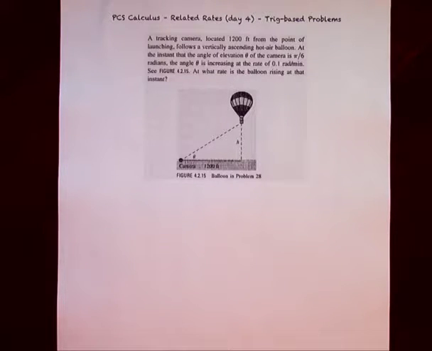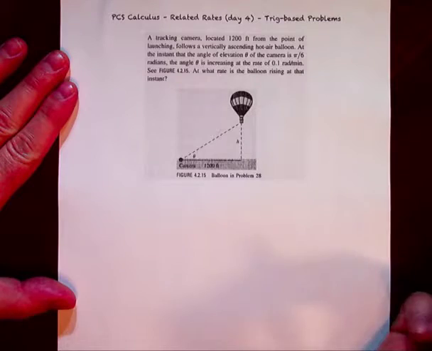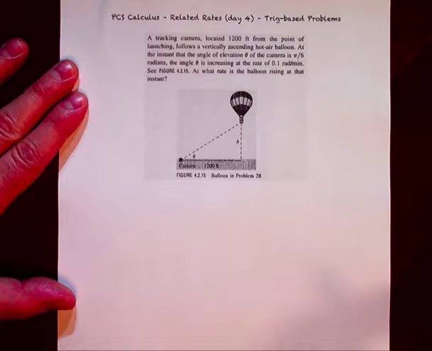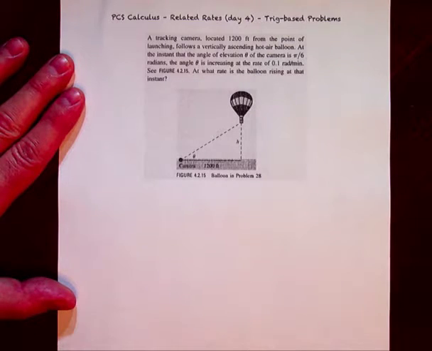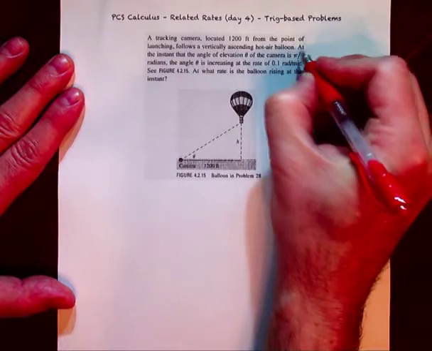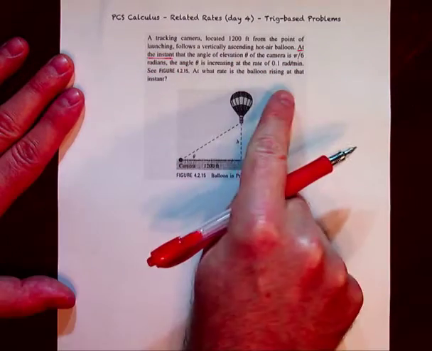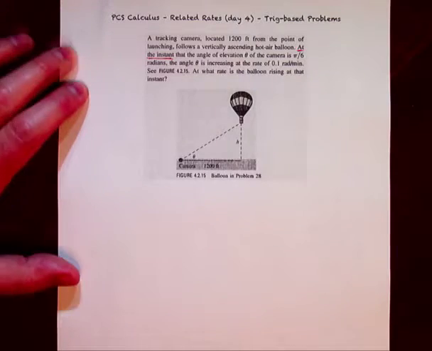that the angle of elevation of the camera is pi over 6 radians, the angle theta is increasing at the rate of 0.1 radians per minute. At what rate is the balloon rising at that instant? Okay. Well, we know that we're not actually given any given information, right? Because the information that we are presented with is at the instant. So both of these measurements follow at the instant, which is another way of saying when.